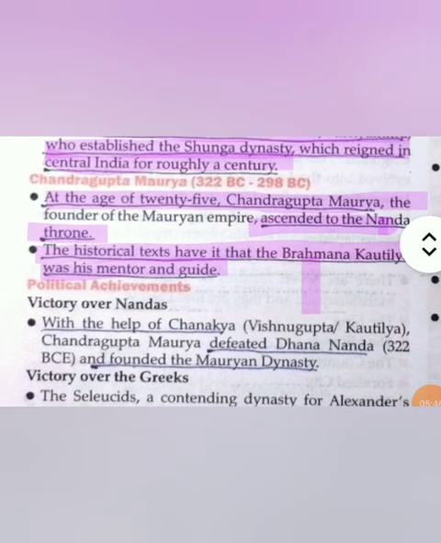Then we are going to understand the political achievements. Okay, political achievements of Chandragupta Maurya. Victory over Nanda is number 1, because obviously this is the main thing that helped him gain the throne and the power. With the help of Chanakya, he defeated Dhananand and founded the Mauryan dynasty.